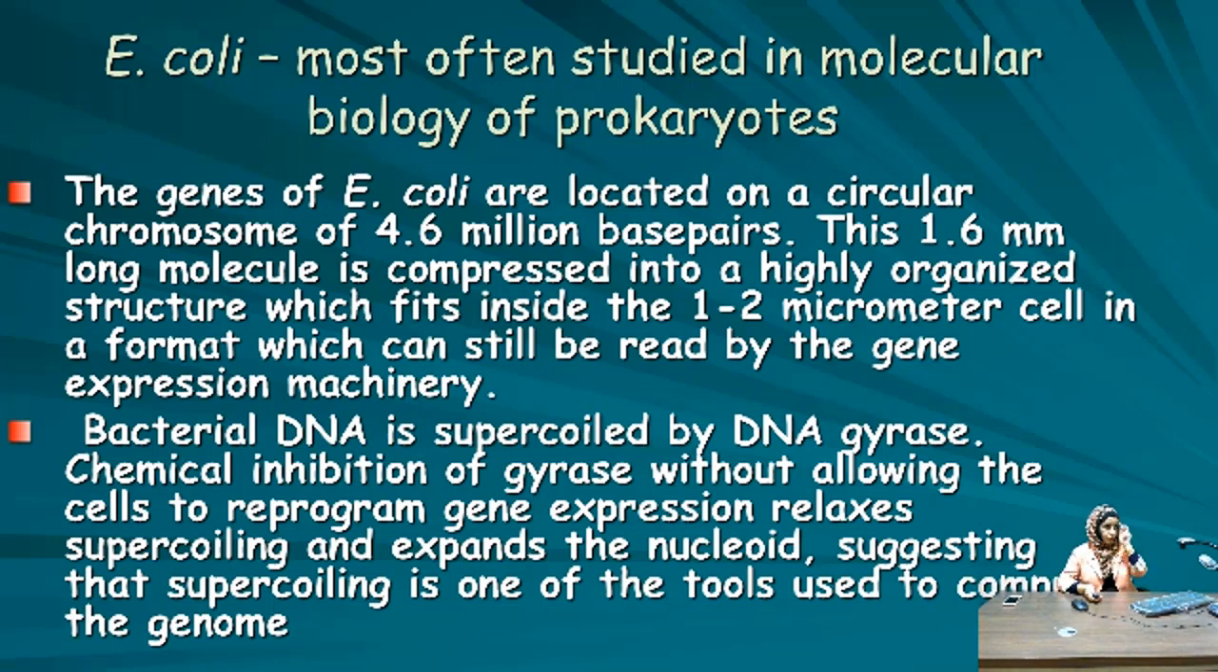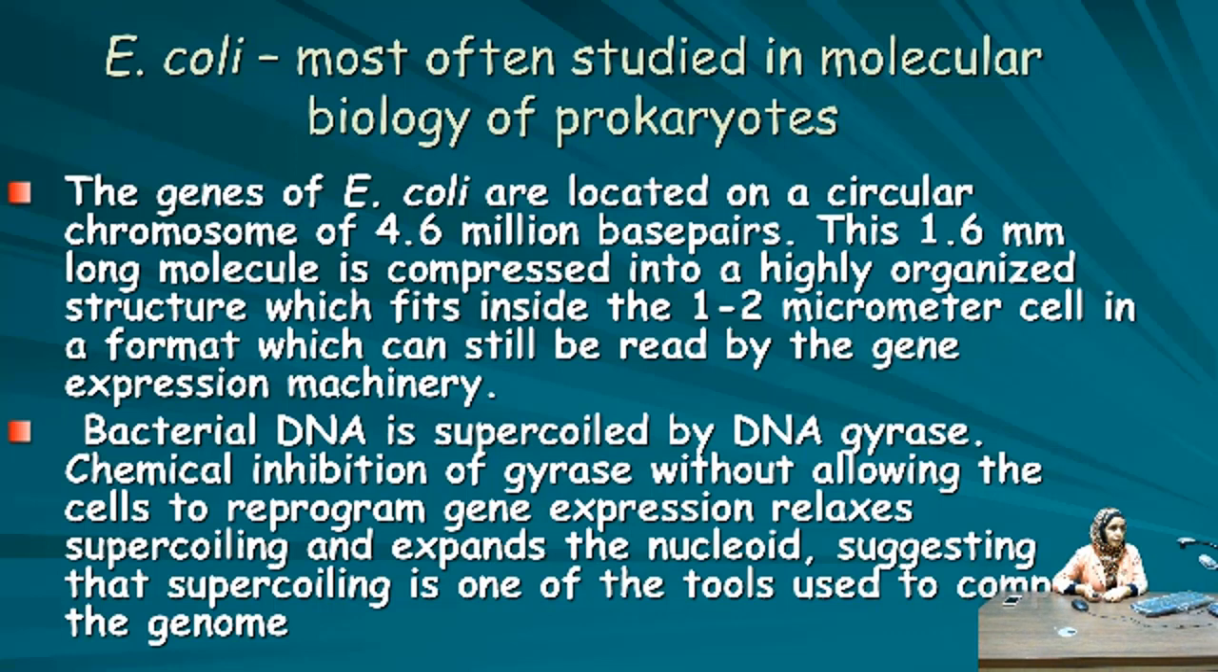Microbial genetics, second lecture. In this lecture I talk about the most often studied organism in the molecular biology of prokaryotes, E. coli. The genes of E. coli are located on a circular chromosome of about 4.6 million base pairs.